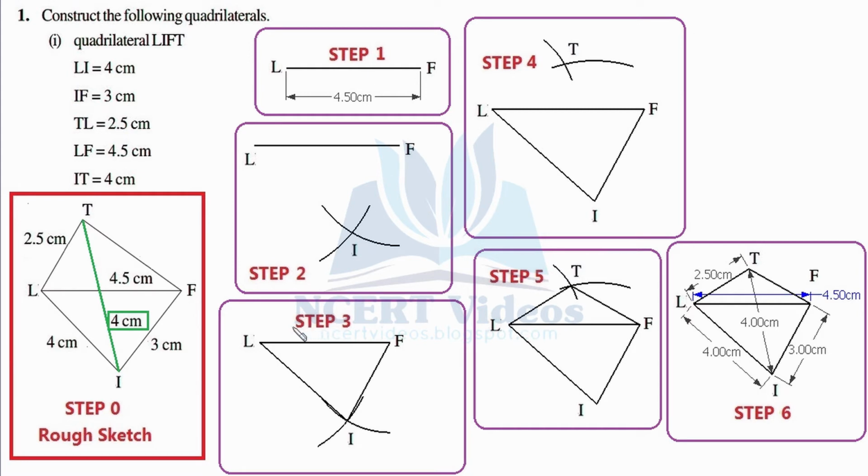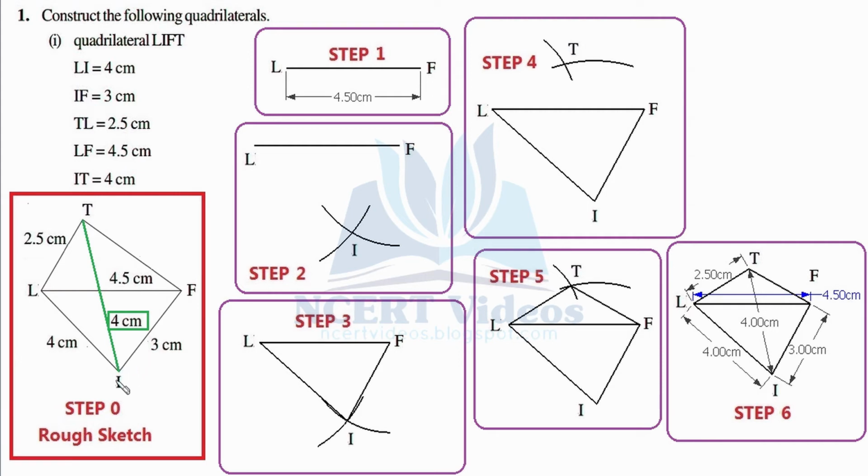Now, the second step is to construct either of these two vertices, T or I. Well, here is a problem. We cannot construct vertex T because we know this distance, but we do not know this distance. Although we know this distance, we can adjust the compasses and find out this position, but we cannot do it right now because we do not know this vertex. So the only option left with us is to construct this vertex I, because this vertex I is at a distance of 4 centimeter from vertex L and at a distance of 3 centimeter from vertex F.